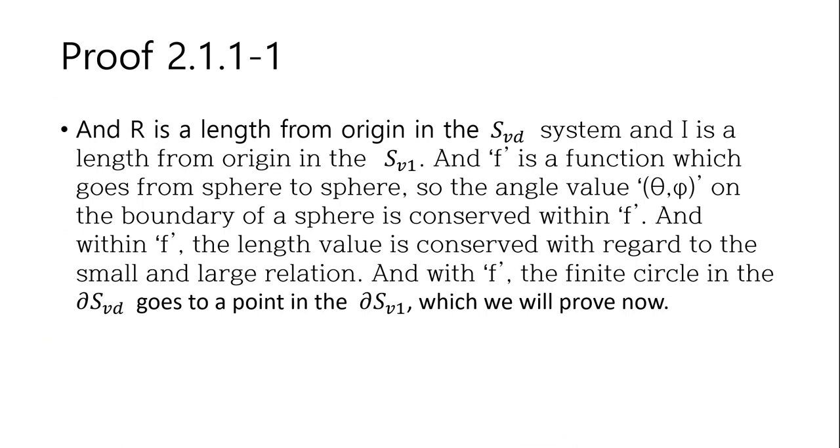And r is the length from origin in the S3D system, and I is the length from origin in the S31. And f is a function which goes from sphere to sphere, so the angle value theta phi on the boundary of a sphere is conserved within f, and within f, the length value is conserved with regard to the small and large relation, and with f, the finite circle in the DS3D goes to a point in the DS31, which we will prove now.